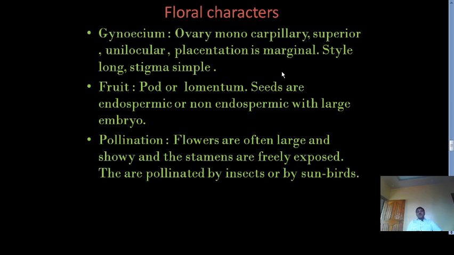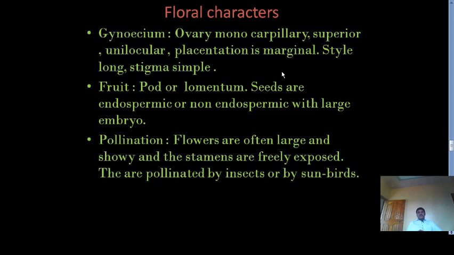Gynoecium, ovary is monocarpellary, it is superior, unilocular, placentation is marginal, style is long, stigma is simple, fruit consists of pod or lomentum. Lomentum manje babliche ji shenga asti tyala manaycha lomentum. Seeds are endospermic or non endospermic with a large embryo.